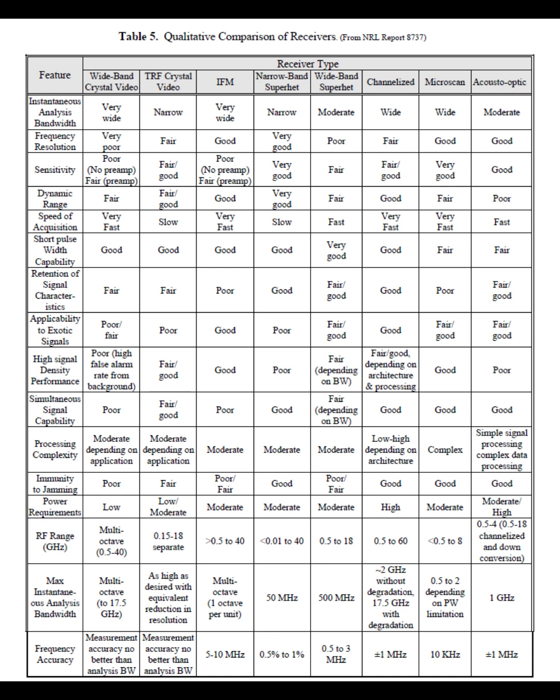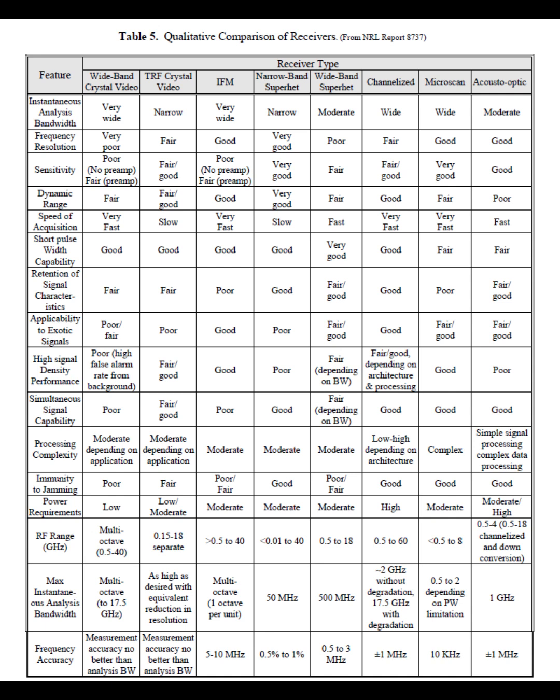Receiver types. There are 8 types of receivers we are comparing today: wideband crystal video, TRF crystal video, IFM (instantaneous frequency measurement), narrowband superhet (superheterodyne), wideband superhet, channelized, microscan, and acousto-optic. Features and comparison. Instantaneous analysis bandwidth refers to how wide a range of frequencies the receiver can analyze instantly.